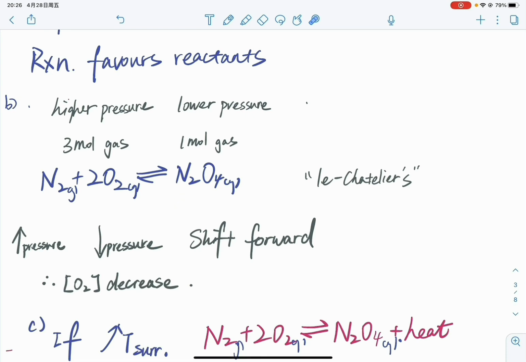Which means that the concentration of O2 will decrease, and same as N2, because it has to consume the reactants to make the products. So that's why the concentration of O2 will decrease.